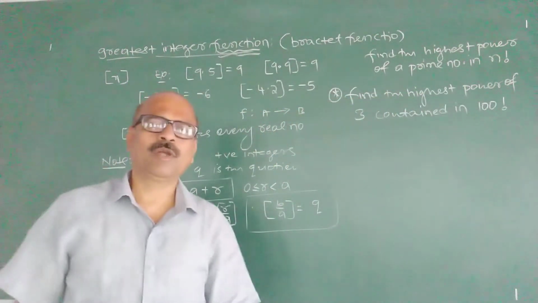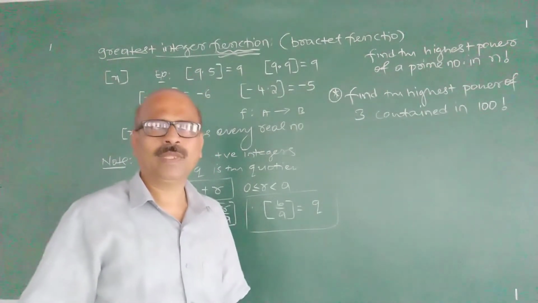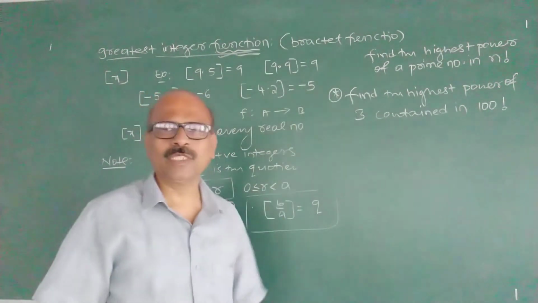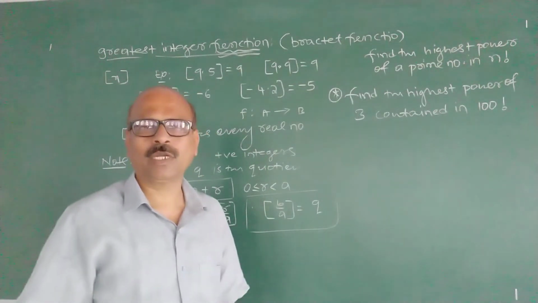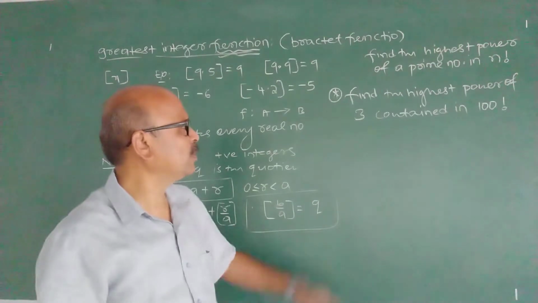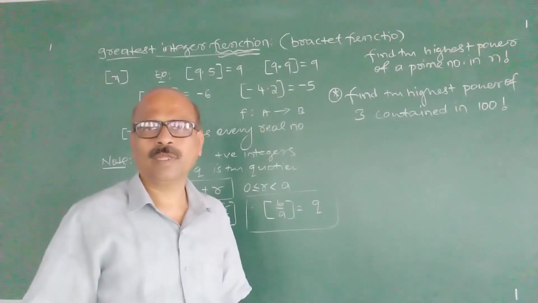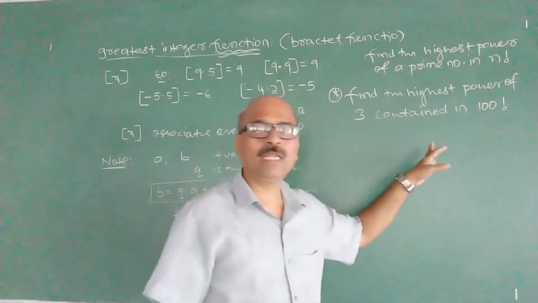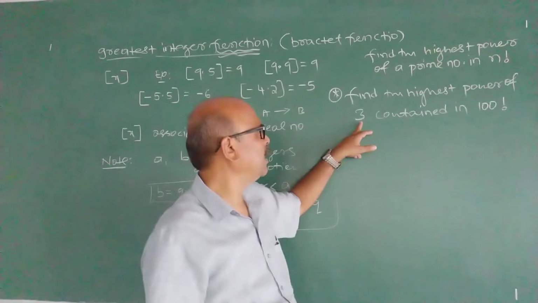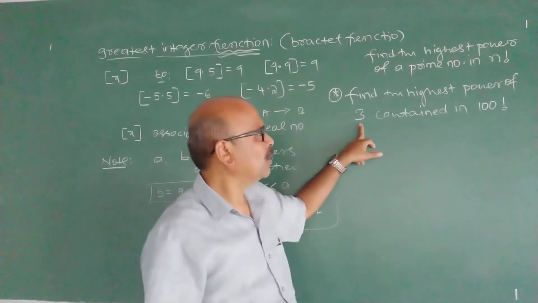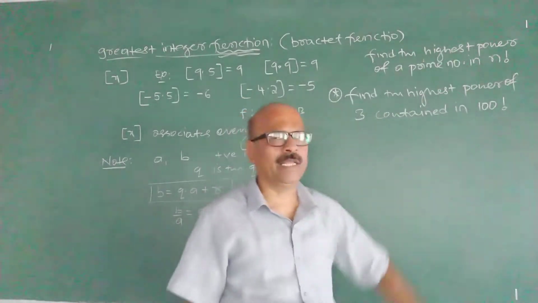What do you understand by the problem? If you understand the problem clearly, then that itself is the solution, because understanding the problem is important. Find the highest power of 3 contained in 100 factorial. 100 factorial is a very big number. What is the highest power of 3 contained in 100 factorial?